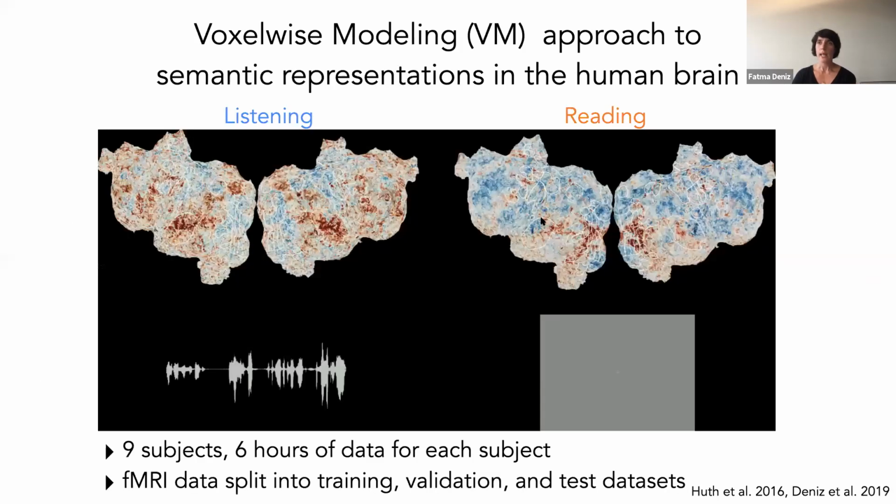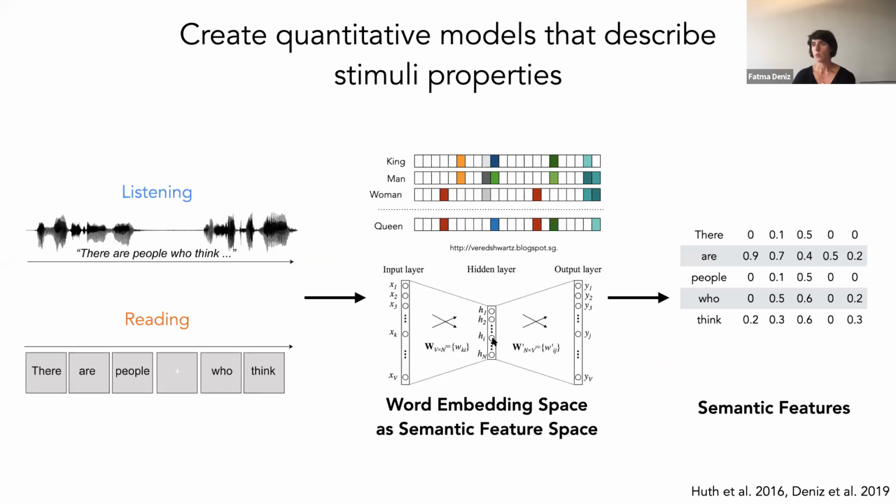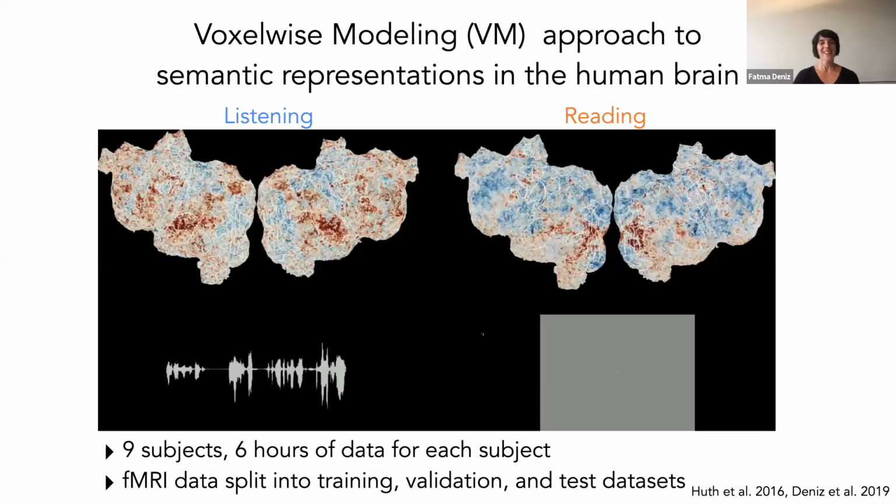So in the VM approach, we study semantic representations in the brain. If we study semantic representations in the brain, we don't restrict our experimental data to any specific conditions. So we can basically ask all these different questions about language processing. One of them is semantic representations, when we collect a very rich data set.